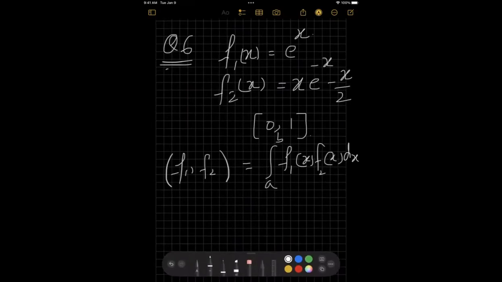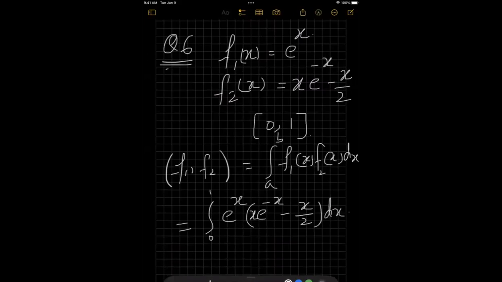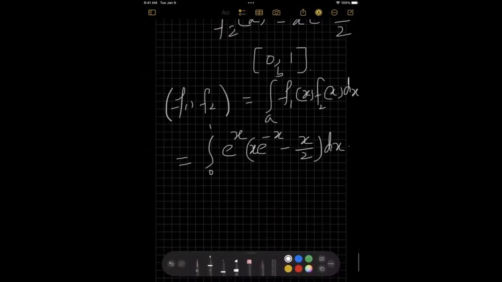Do you want me to solve it? Okay, no, that's fine. The integral from 0 to 1 of e raised to power x multiplied by x e raised to power minus x by 2 dx. This will multiply, and we will be left with x minus x by 2, e raised to power minus e raised to power x, dx.